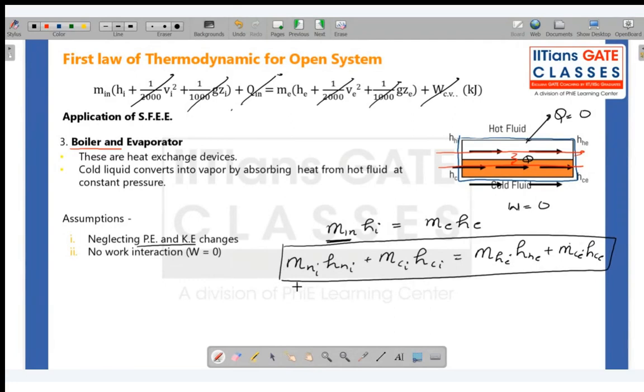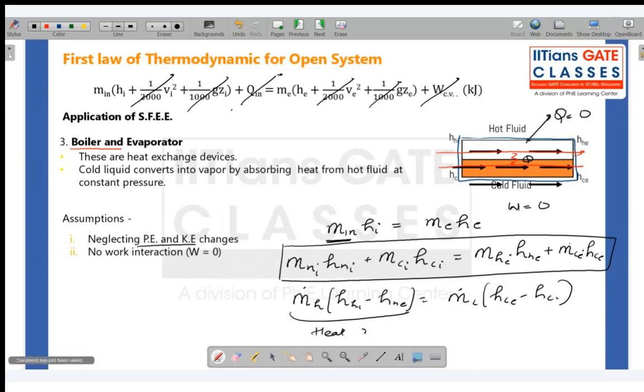Basically, you are equating m dot h (hi minus he) is equal to m dot c (hce minus hci). So this is basically the heat rejected by hot fluid, and this is the heat absorbed or heat gained by cold fluid. This is something that you will use in heat exchangers as well. So this is the scenario when we are assuming that this is my boundary.